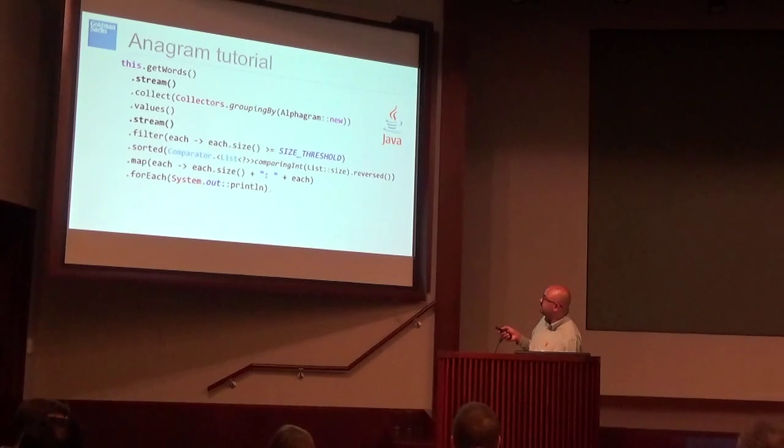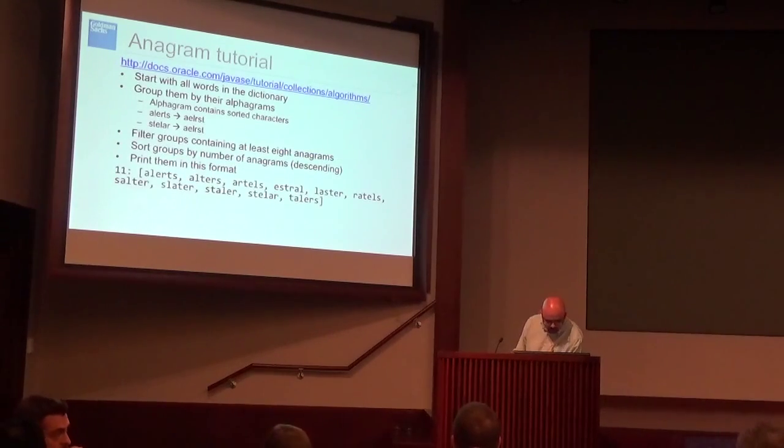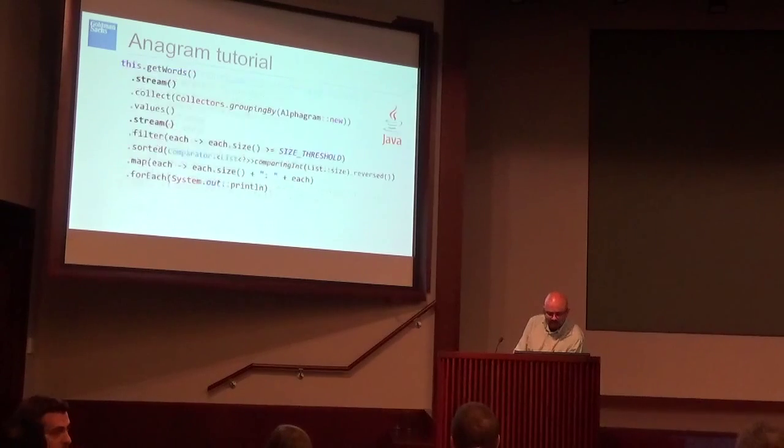Since it's again a list, we need to stream it. This is a double stream pattern we get. And once we get a stream of the strings that we are trying to operate upon, we filter them for a given size threshold. For the anagrams, there's a size threshold that we would like to display, and that is what we're checking.